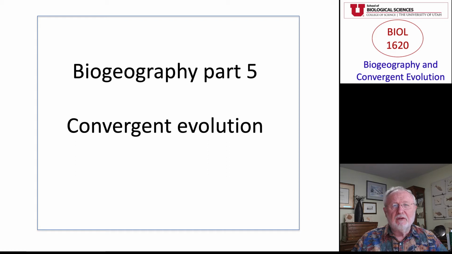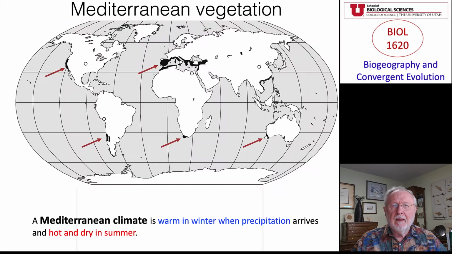And this is evolution in which you have taxa that are distantly related, sometimes very distantly related, but through natural selection, we see the evolution and selection for similarities in functioning and in morphology. Let's first look at the Mediterranean climates.